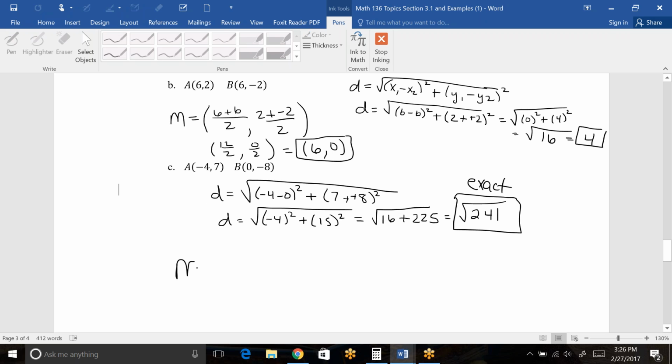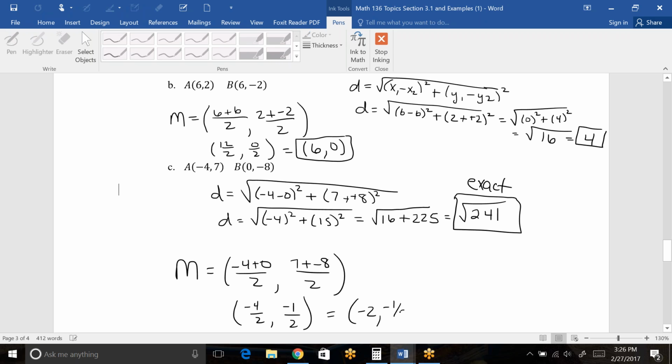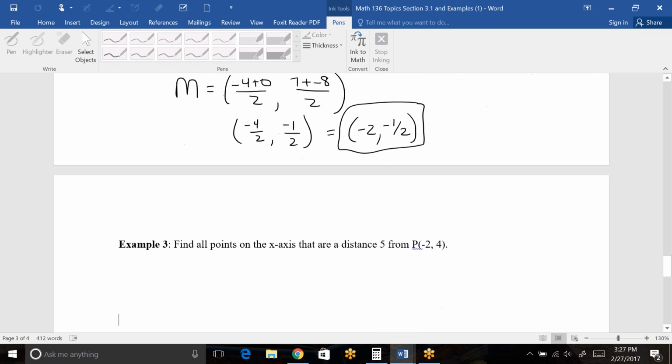So then for midpoint here, this would be negative 4 plus 0 cut in half, comma 7 plus negative 8 cut in half, because remember you add them and cut them in half. So that would be negative 1 over 2. So this time the midpoint is negative 2, comma negative 1/2. So there is how you find distance and midpoint. You do have to have those memorized for the exam. You have to know both of those formulas.